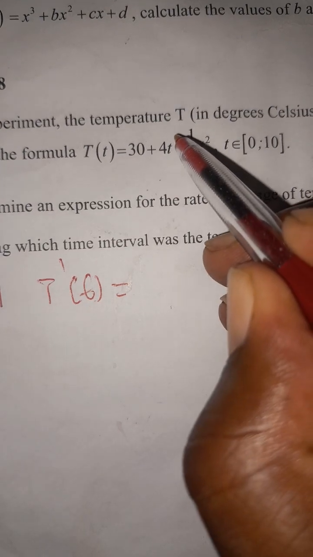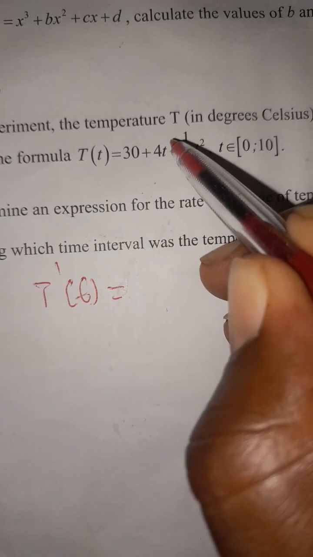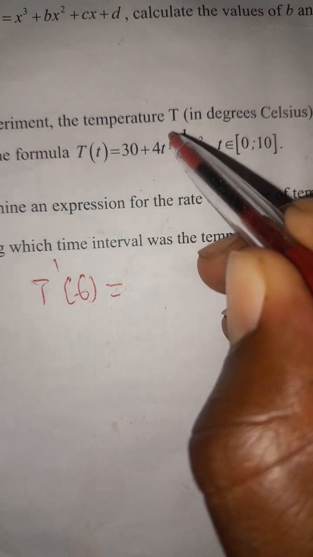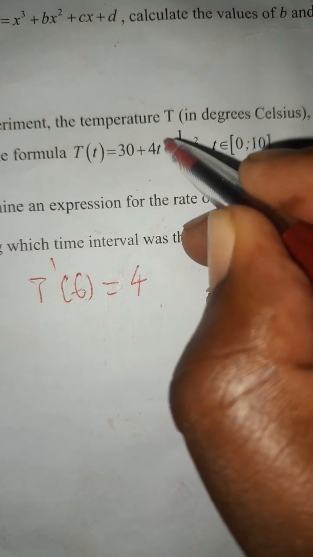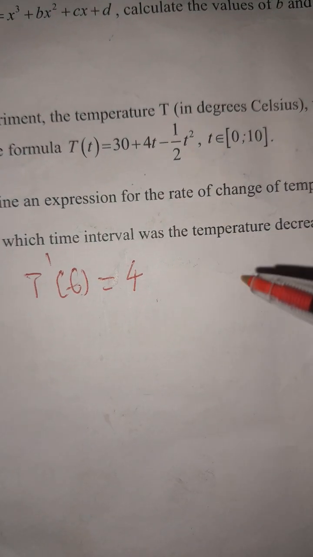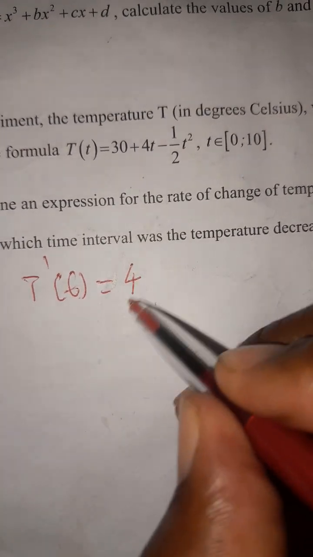Why? Because here we use the power rule. Remember that your exponent here was 1. 1 times 4, that would be 4. And t to the power of 1 minus 1 is t to the power of 0, which is 1. Then 1 times 4, we are left with 4.